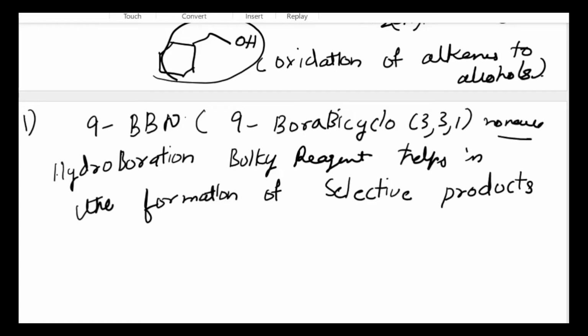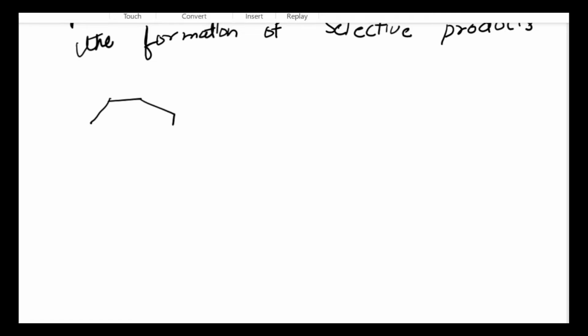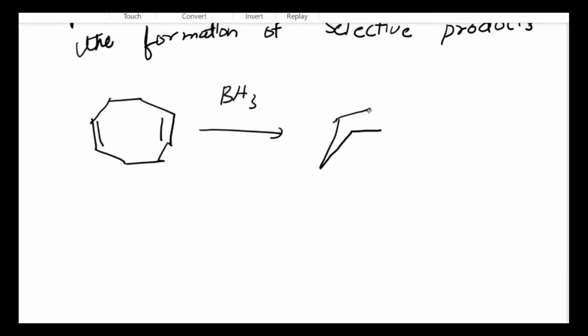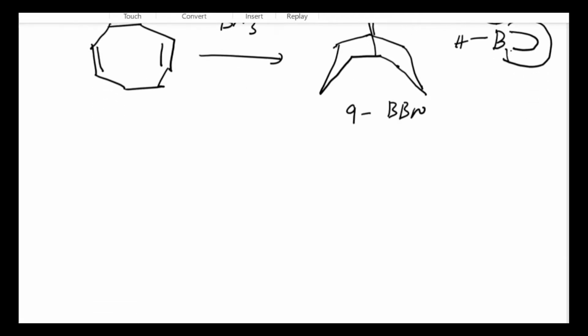So how do we prepare 9-BBN? You take 1,5-octadiene in the presence of the boron dimer BH3. It will give you 9-BBN, or you can write it like this in the simple general formula, which is 9-BBN.